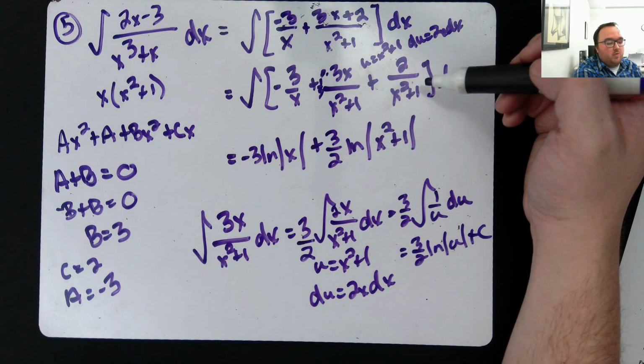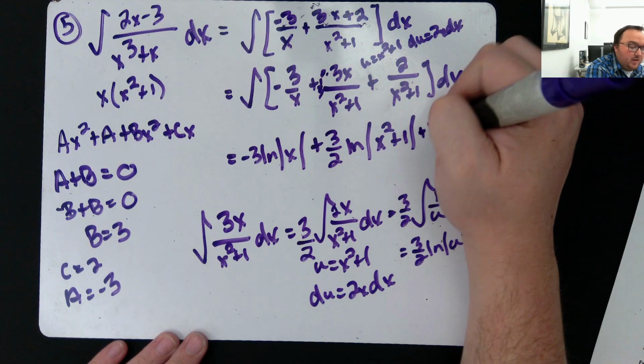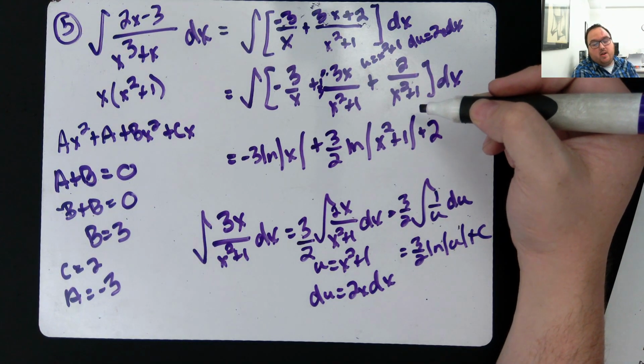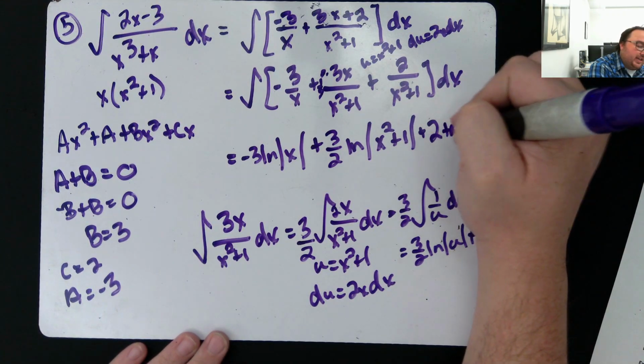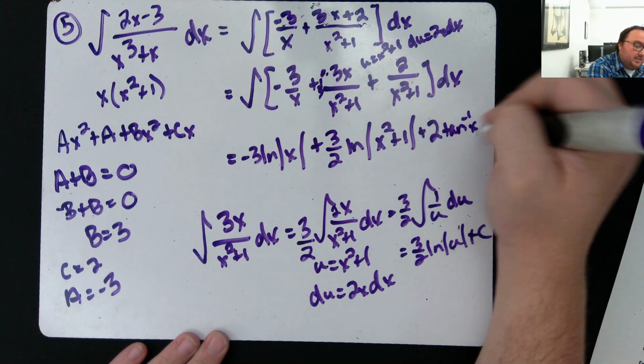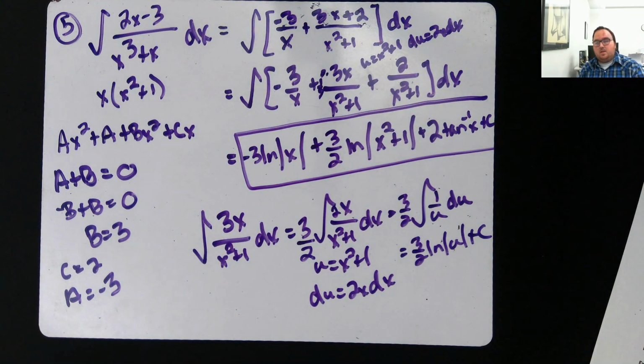And then this last part over here, 2 is a constant, so I can bring it out front. The antiderivative of 1 over x squared plus 1, we saw this in calculus 1. That is the inverse tangent of x plus c. Once again, if any of that isn't clear or doesn't make sense, please let me know. I will be happy to help you out.